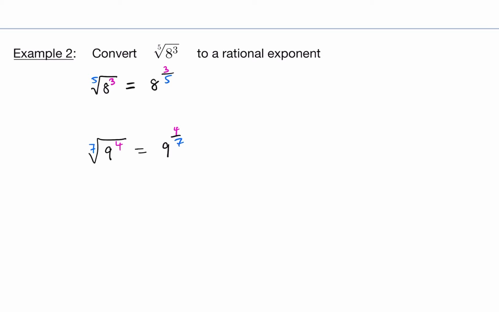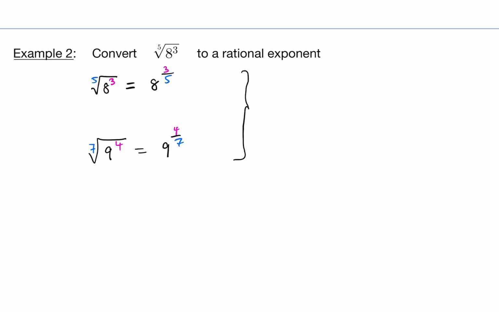okay? Again, this 3 in the numerator comes from this power underneath the radical sign. Same thing with this. The 4 in the numerator comes from the power underneath the radical sign. And then in the denominator, the 5 comes from the root number, as does the 7. That's the root number. Okay? Now, hopefully this pattern makes sense to you and you can remember it, but some of you might prefer to use a formula. Okay? So here is the formula.